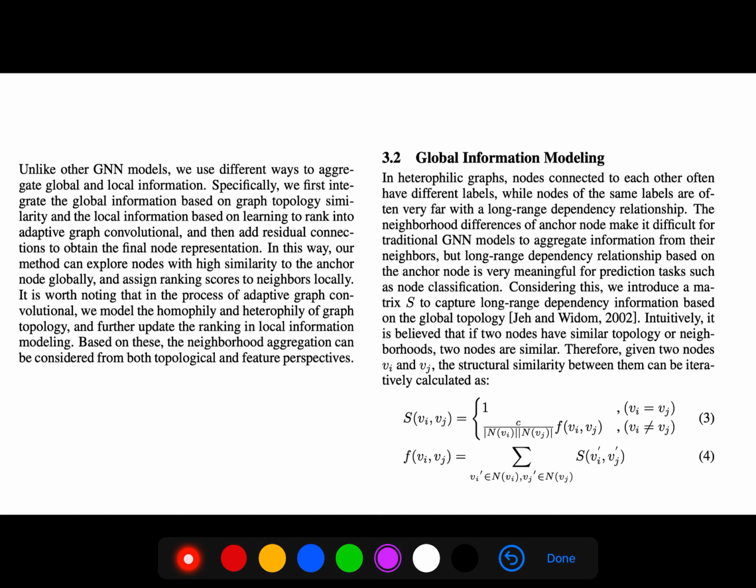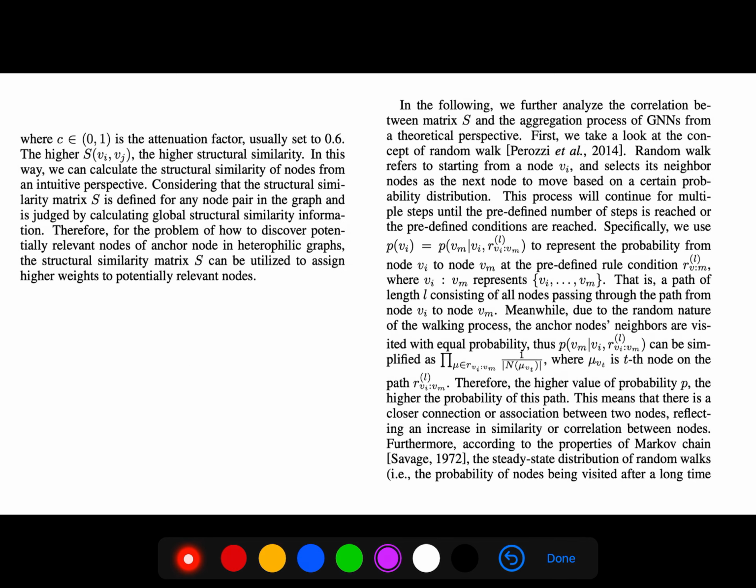It is believed that if two nodes have similar topology or neighborhoods, two nodes are similar. Therefore, given two nodes V sub i and V sub j, the structural similarity between them can be iteratively calculated. As you see, we have S, then we find F. Again, we have F, we have S. So it's an iterative structure. And C is the attenuation factor. This C in the numerator is an attenuation factor, usually set to 0.6.